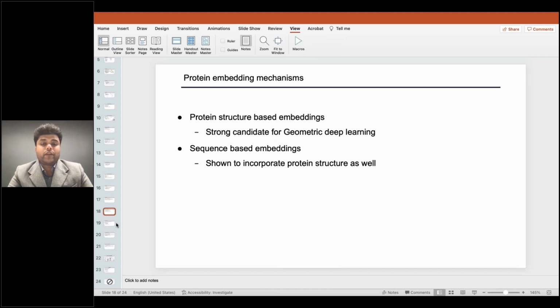And then we have sequence-based embeddings. We have ESM, which was from Facebook Research, which was very useful, and which was shown to actually incorporate protein structure implicitly within the embedding as well. So there have been a few methods for protein embeddings which can be used for off-target repurposing. Next slide, please.